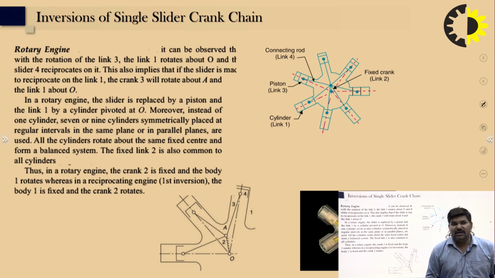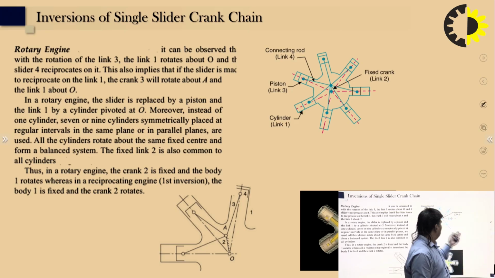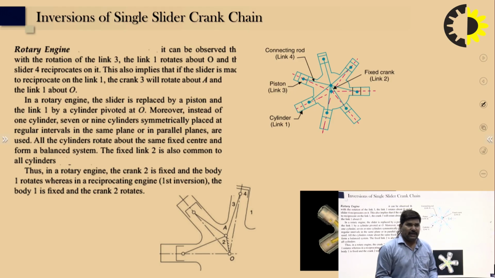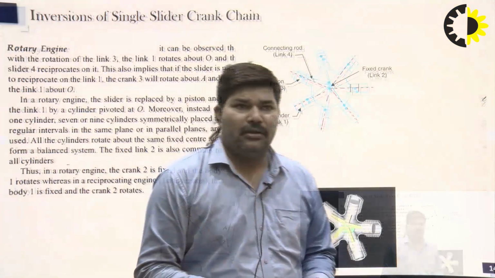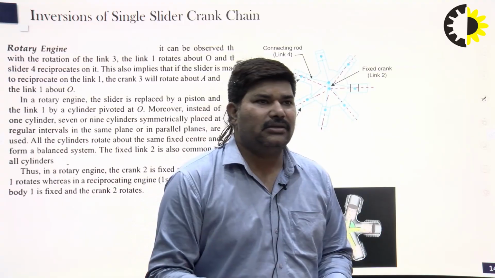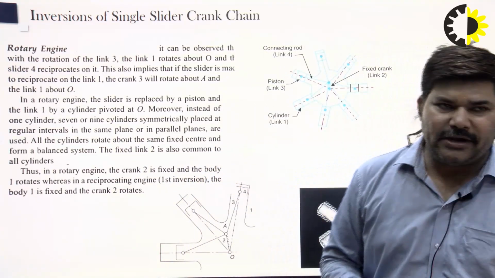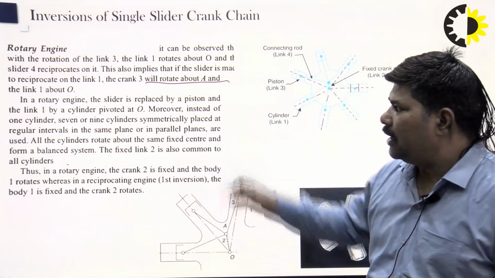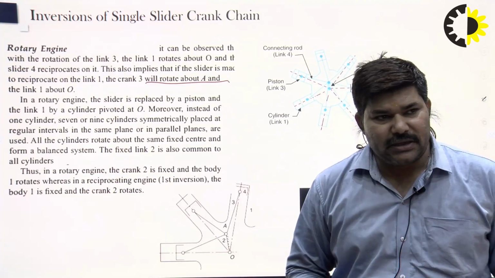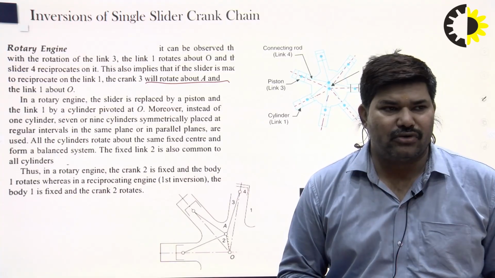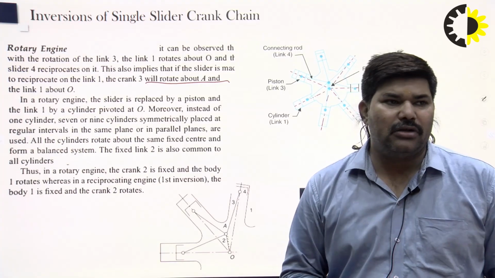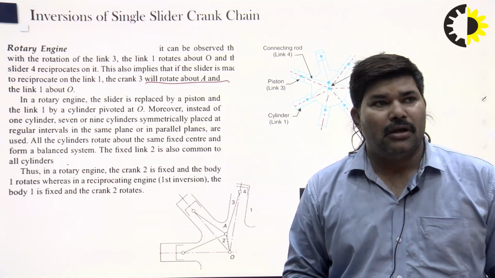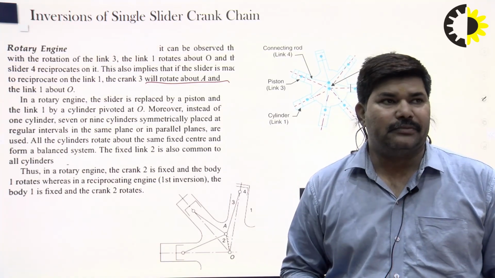Again, the inversion of single slider crank chain: the rotary engine. Here you can see the 4 rotary engines are used. It's again an inversion of the slider crank mechanism, and it can be observed in the rotation of link 3, and link 1 rotates about O, and the slider reciprocates. So here the crank 3 rotates about A, and link 1 about O. In the rotary engine the crank 2 is fixed and the body rotates, whereas in the reciprocating engine, the first inversion, body 1 is fixed and the crank rotates. That is the basic difference between the rotary engine and the single slider crank mechanism.